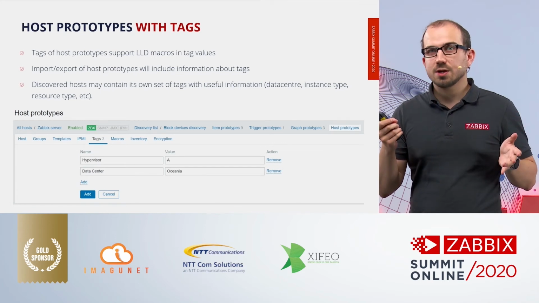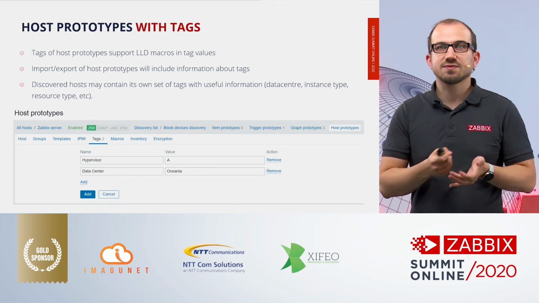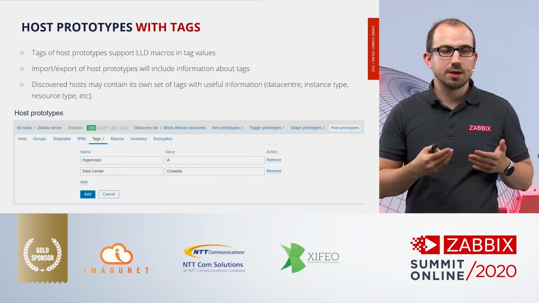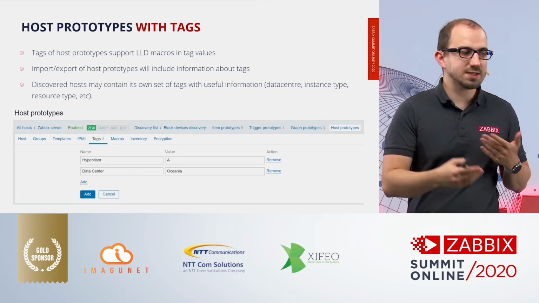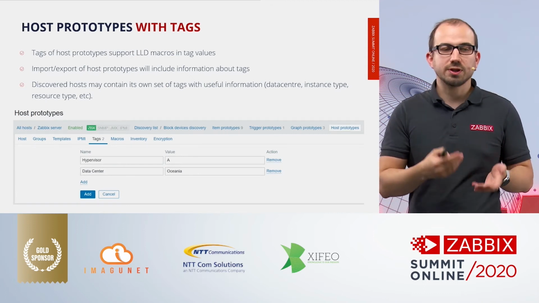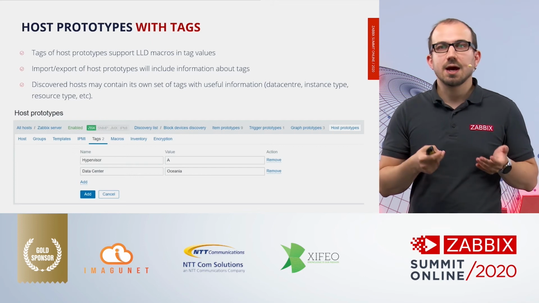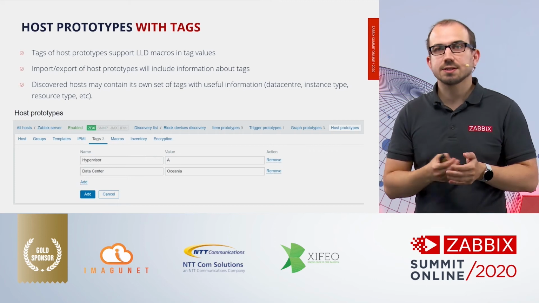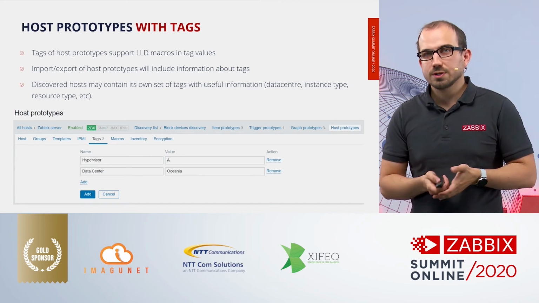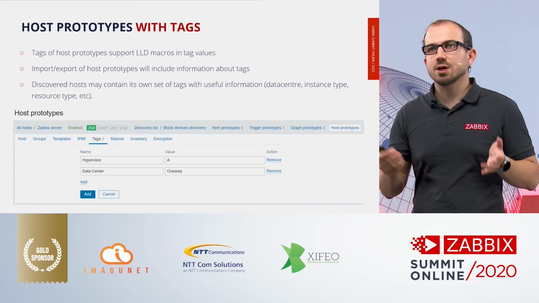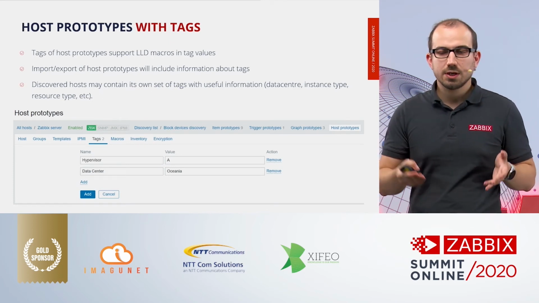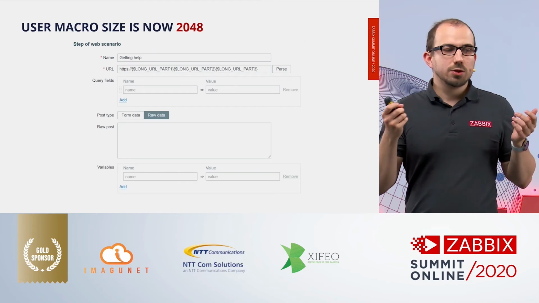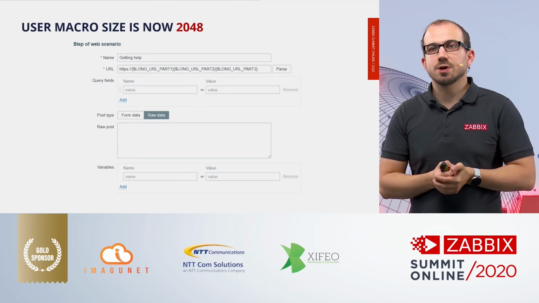That's not all for host prototypes. You can now create tags for host prototypes, again, to make sure the navigation in your Zabbix, the definition of what exactly and where exactly those created hosts are located, is seen as soon as Zabbix creates a discovered host for you. So different data centers, different instances, different resources, you will see it in the tags just after the host is discovered.